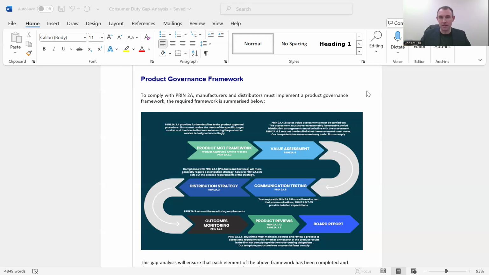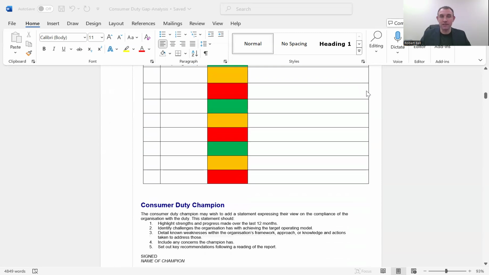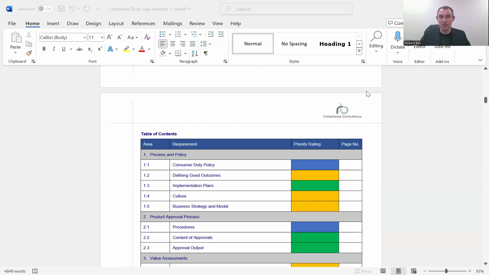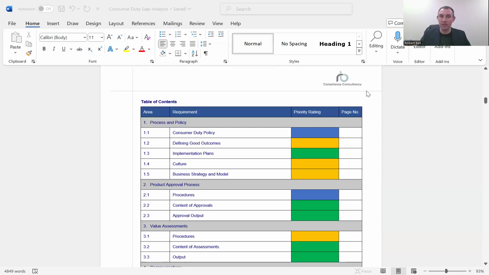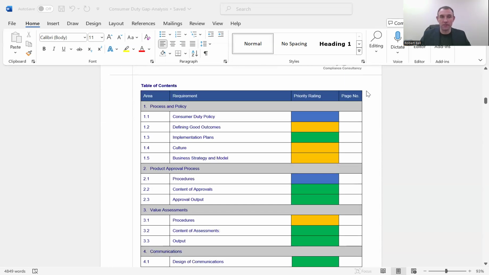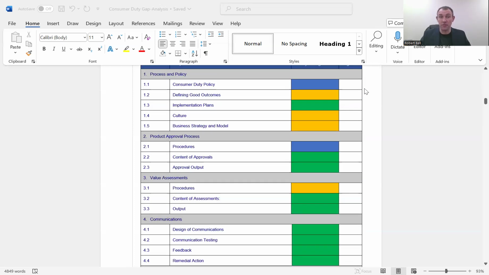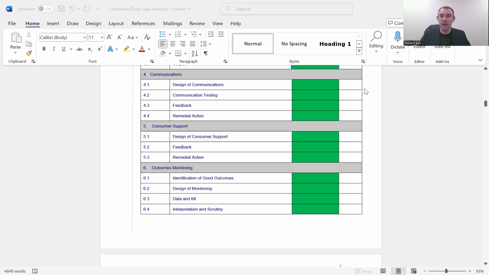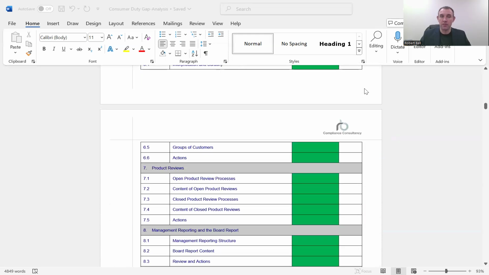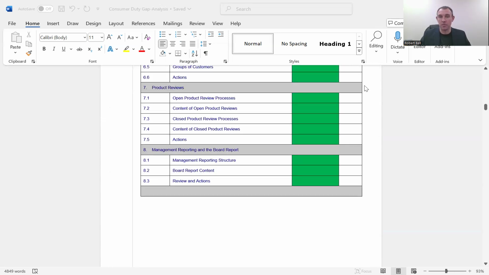So an understanding of that product governance framework as required by the duty really helps you work with our gap analysis template. So what we've done to help you is create a really detailed gap analysis, around 28 pages of fun, whereby you can go through all of the required areas within the duty. So I'm just going to show you the contents page. We'll cover things like the processes and policies that you should have in place. And then we'll take you through that product governance framework. So the product approval process, value assessments, communications, and it goes through in a logical manner through ultimately to management reporting, that outcomes monitoring reporting, and the board report.